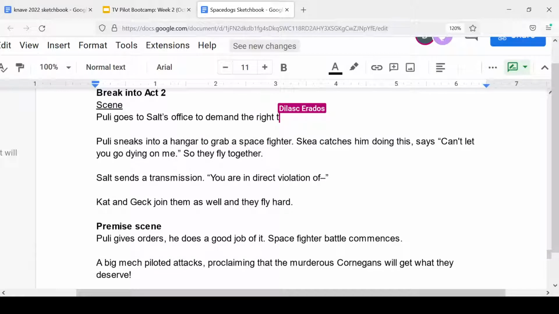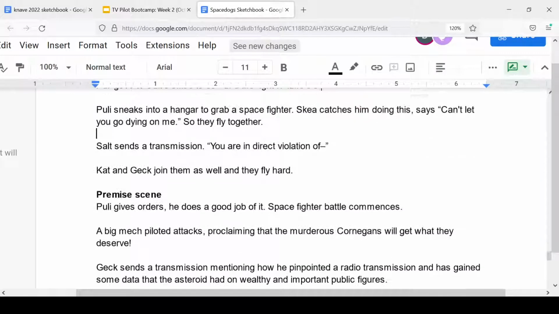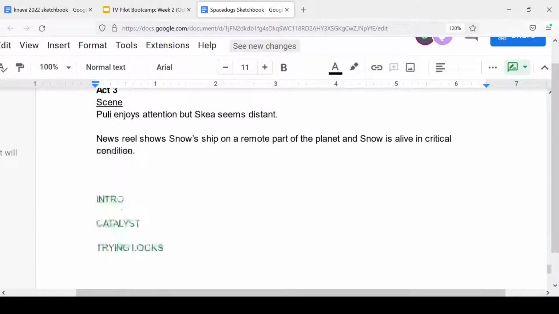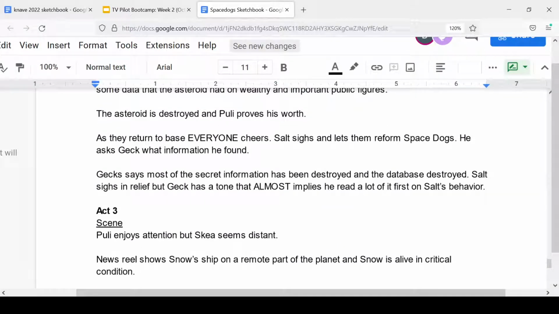An act break should just be one single moment, not a series of moments. Everything after this is going to be premise scenes because we'll be going into your next act. And then it looks like we end with about Act 3. So yeah, you'll have to keep filling this up, but this is looking good so far. Keep doing this, keep organizing, and just listing out these major events.